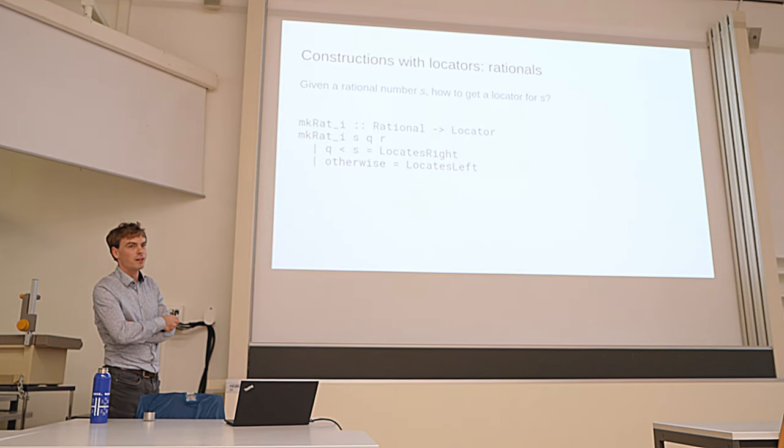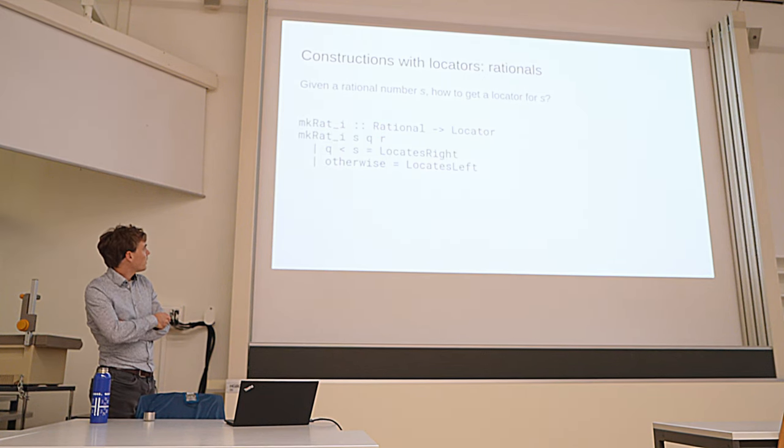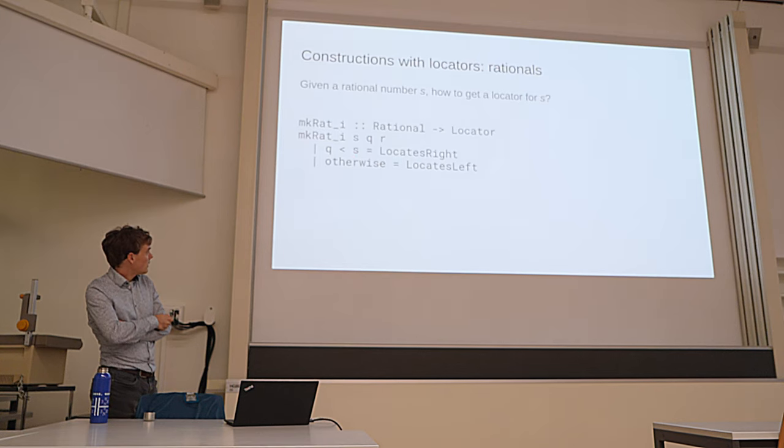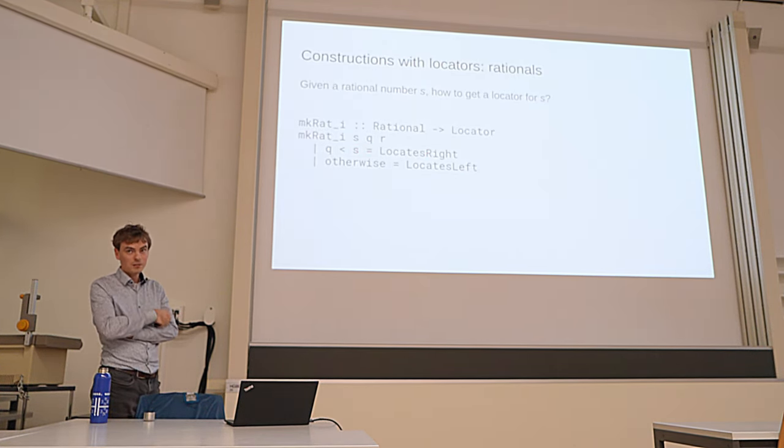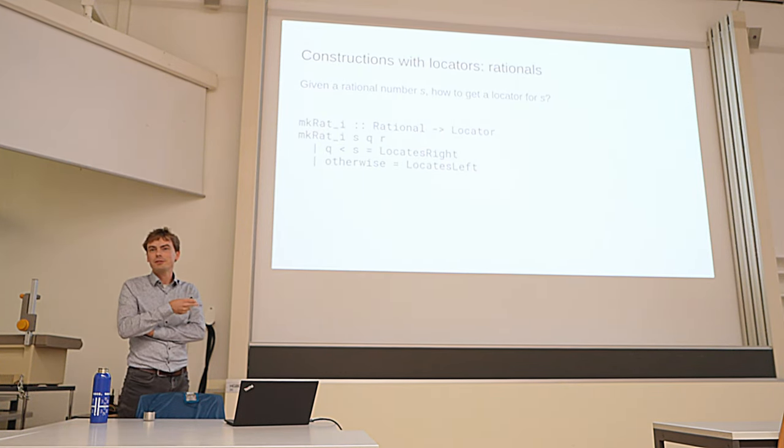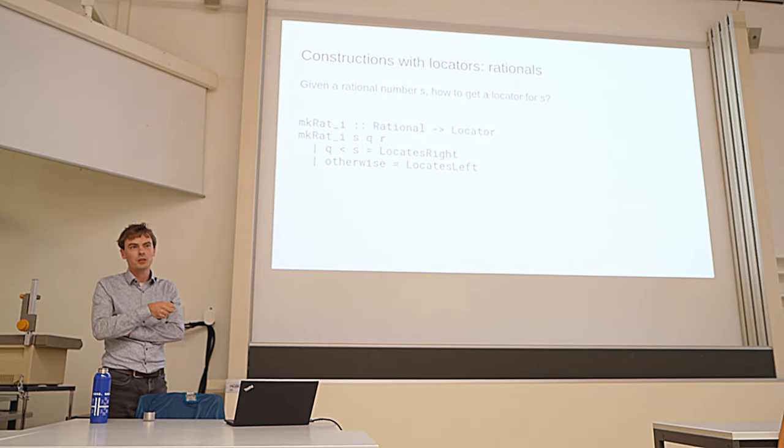I don't check whether Q is less than R. That's the going contract, so I can do whatever in the alternative case. I just assume that Q is less than R. Then I compare this Q with S. By the way, this is a comparison between two rational numbers, and comparisons between rational numbers are decidable. So there's no problem here. Then I can locate right, and in the other case, I can locate left. You have to draw the picture to see that this is correct, but it is correct.